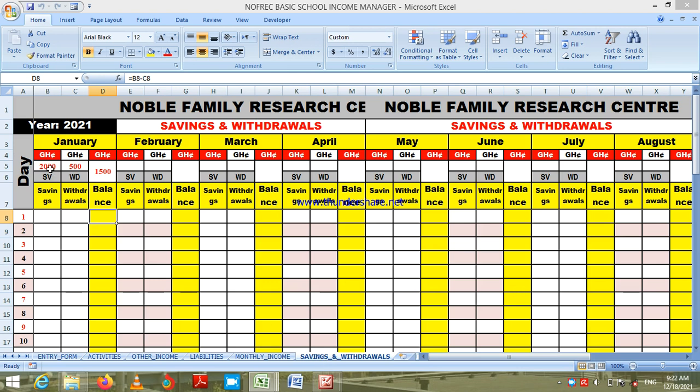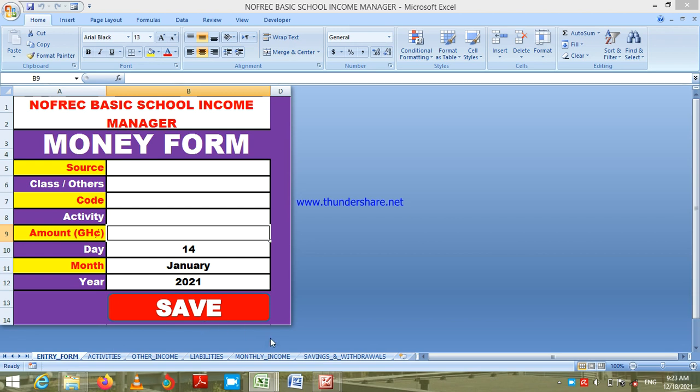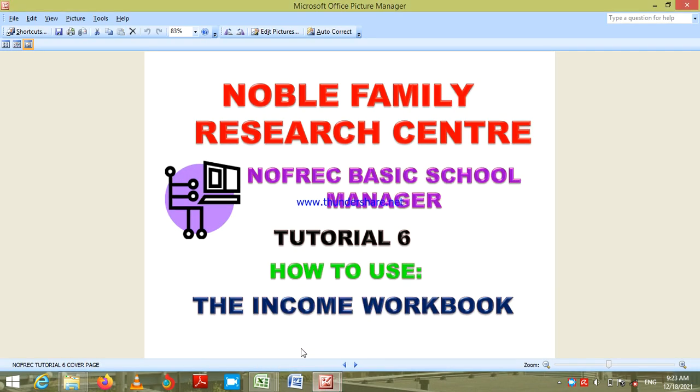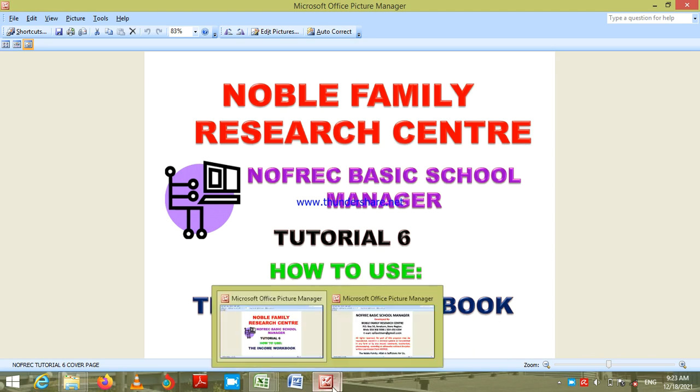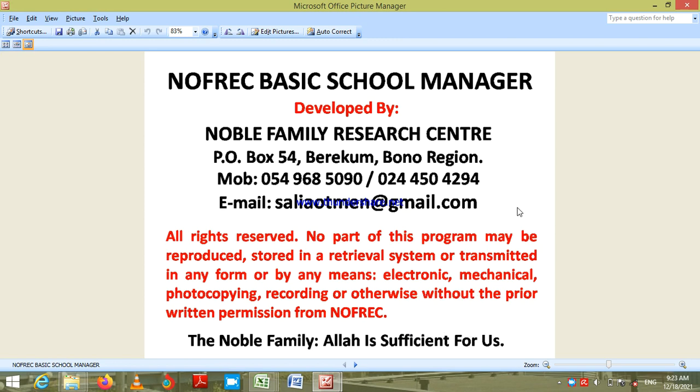On 13th, yes, it has shown that we have saved an amount of 2,000 Ghana cedis in January, and we have withdrawn 500 cedis. We have a balance of 1,500 cedis at the bank. So let's check to see: on the 13th, we made a savings of 2,000 cedis, and on 14th we withdrew 500 cedis from the bank, and it has been taken from it. We have a total of 1,500 cedis as our balance at the bank. The rest of the monies are with us; they are not at the bank, and that's how our income workbook works.